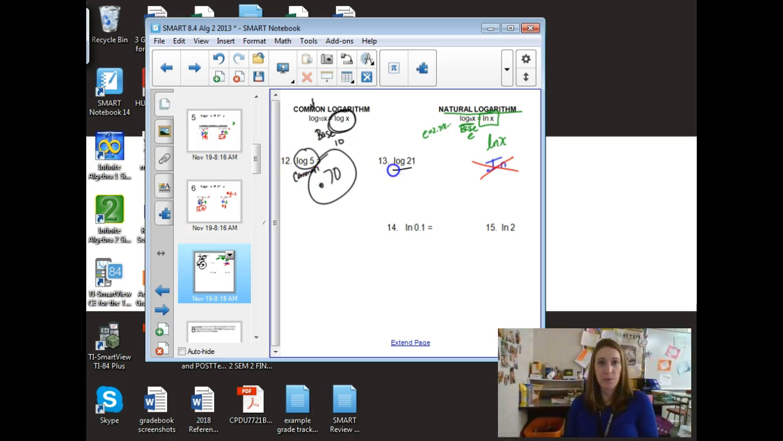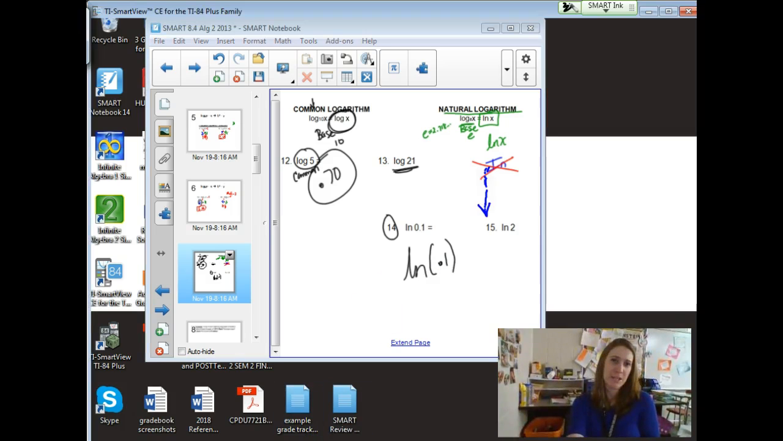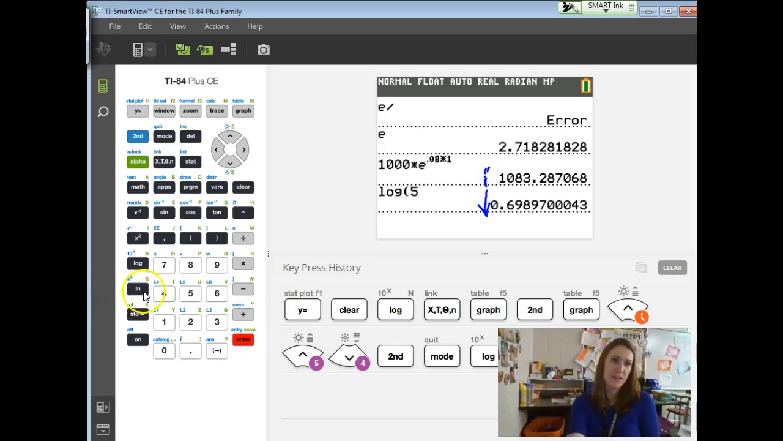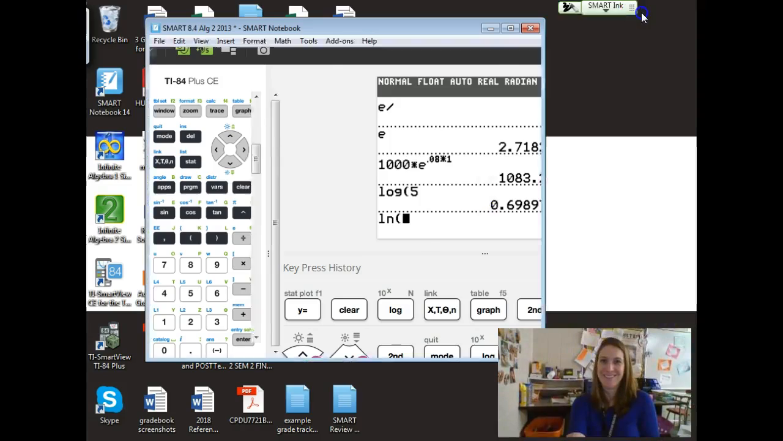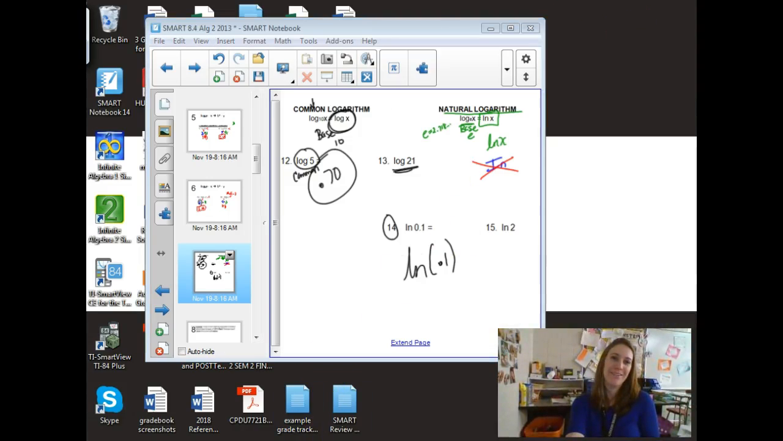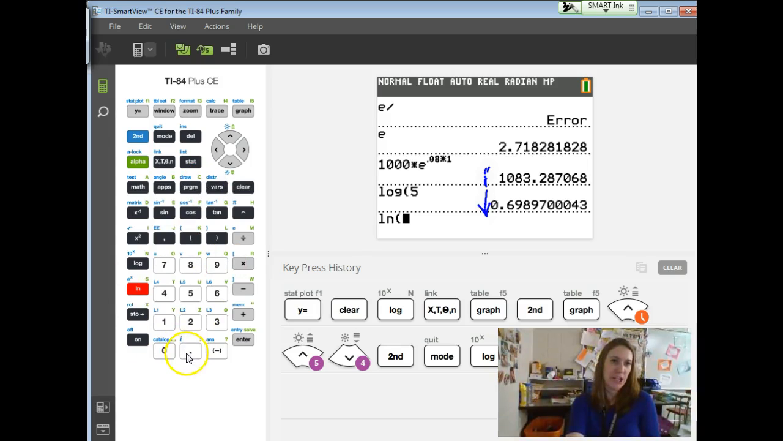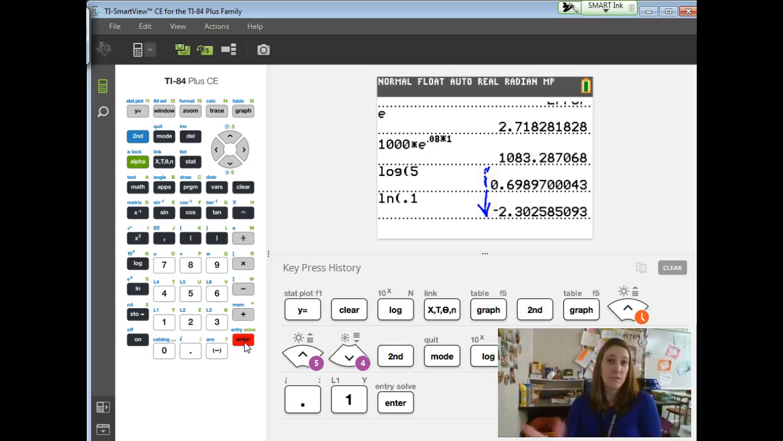So common log 21, you just type that on your calculator. Let's go to 14. This is the natural log of 0.1. So this time, just make sure you're pressing the right command button, guys. We have a natural log. This is the natural log key. Natural log of, I forgot what it was. 0.1. Got like a goldfish brain today. 0.1, which is negative 2.30.